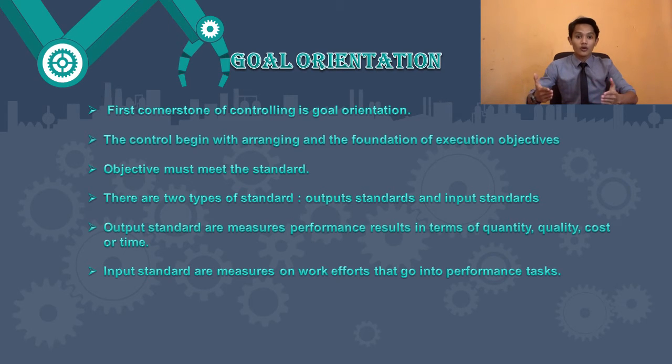The objective of goals must meet the standards that have been set for them in order to succeed. There are two standards that meet the objective of goals. The first one is output standards. Output standards measure performance results in terms of quantity, quality, cost or time. The other one is input standards. Input standards are measured on the work efforts that go into a performance task.